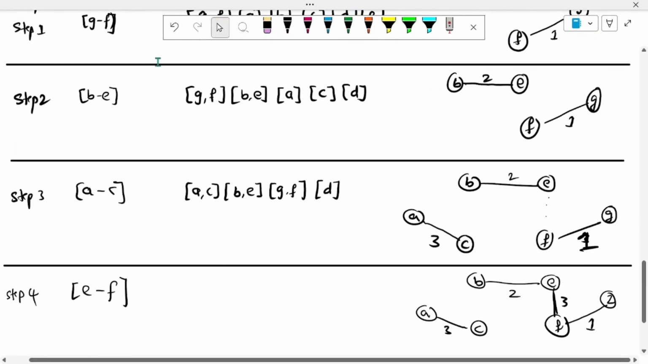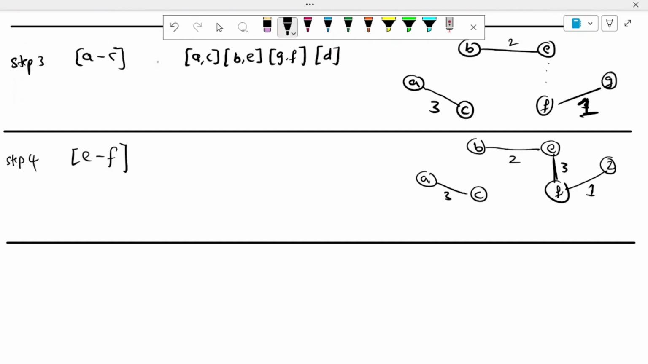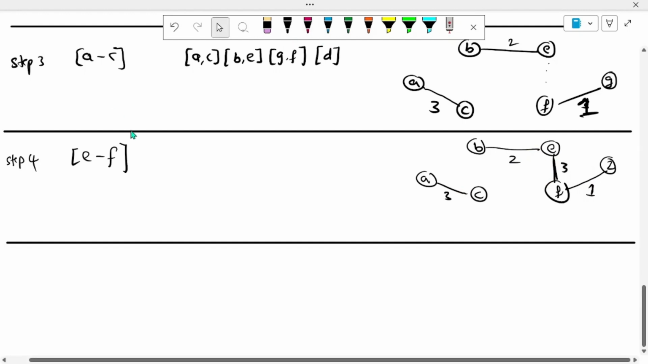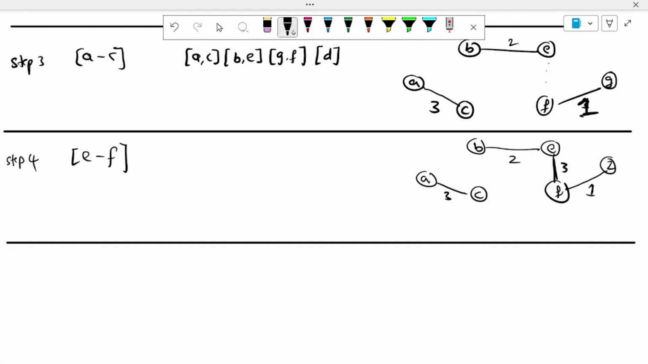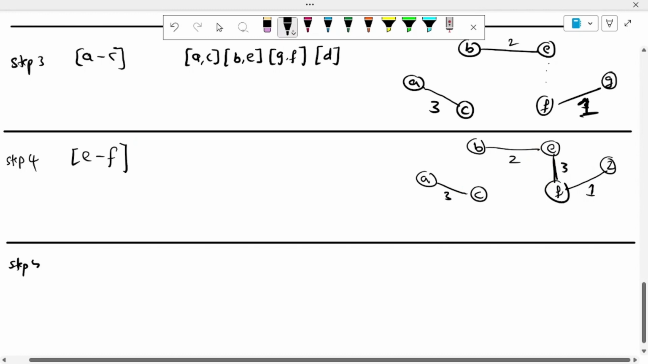Okay, till then we should go on adding. Now you can see here I got 1, 2, 3, 4, only 4 edges. Now still how many edges do I require? I got 1, 2, 3 and 4 edges. Still I need 2 edges. Okay. So for that I'll go to the next step, step 5.